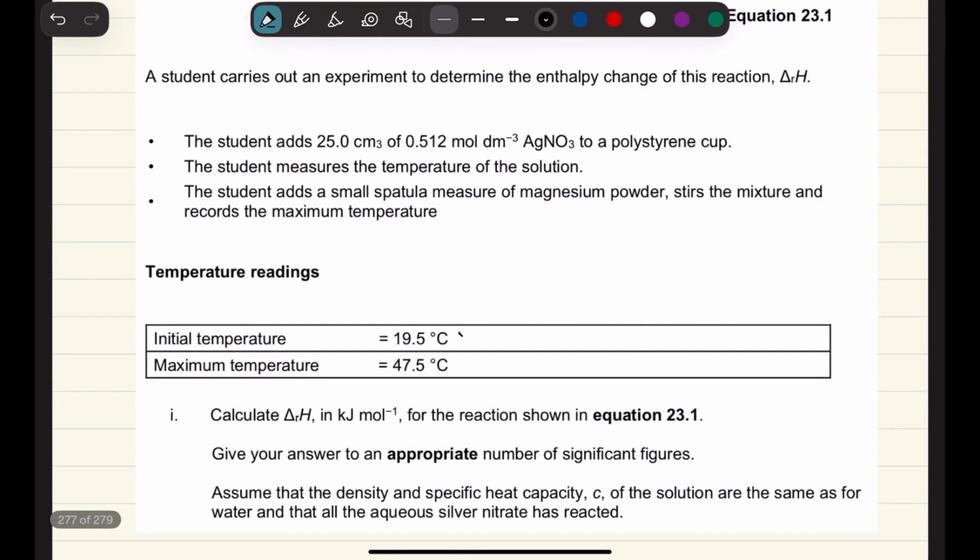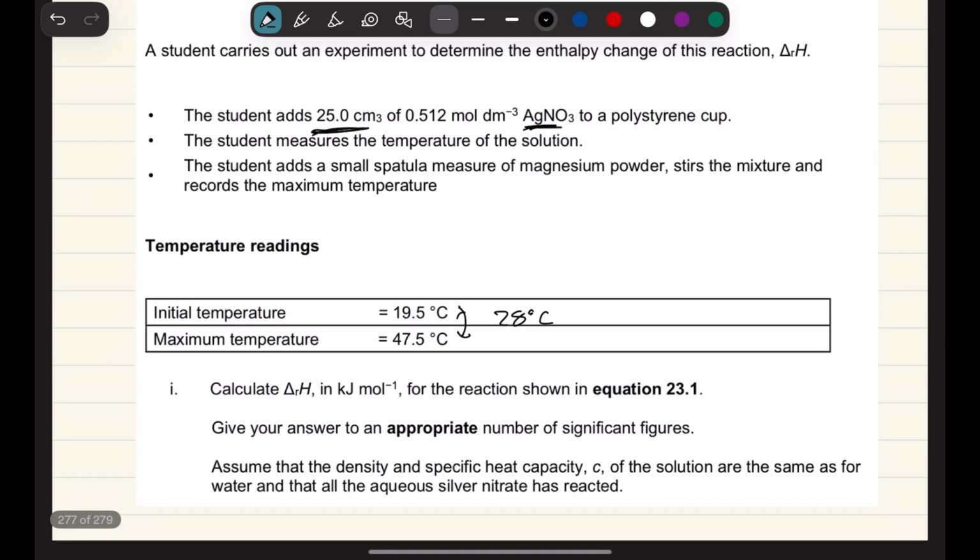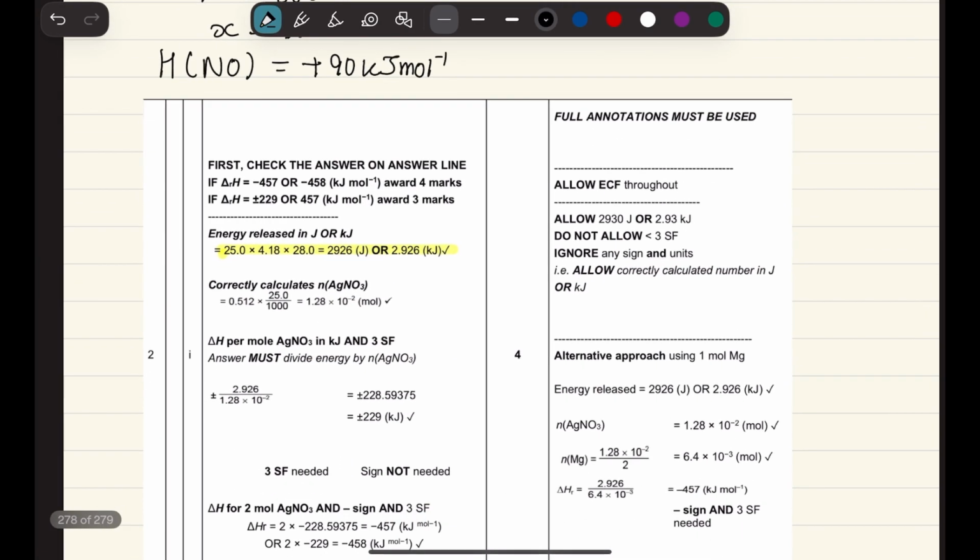This is the change in temperature. That is about 28 degrees Celsius. And then what we're also saying is that this is the volume that you're using. So that's the volume of the silver nitrate, which is what you're heating up. That's fine. And then they've probably said, assume that the density and the specific heat capacity is the same as water. So we can use the 4.18. That was the first step.